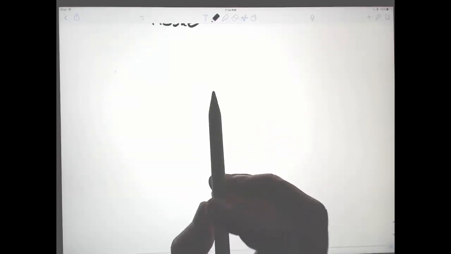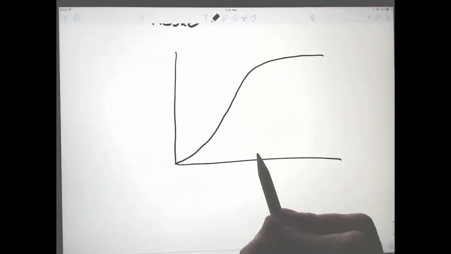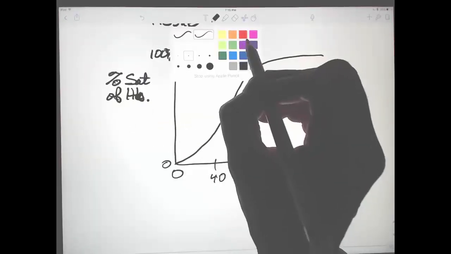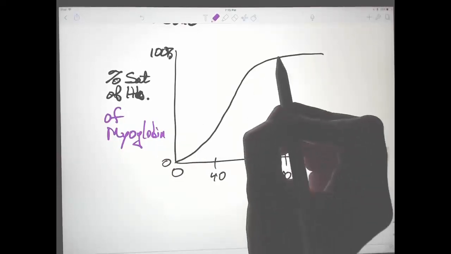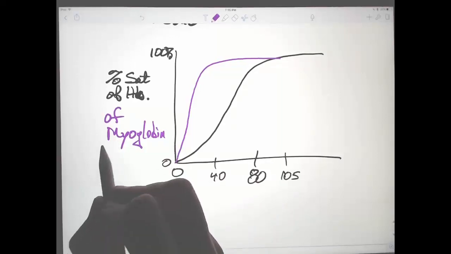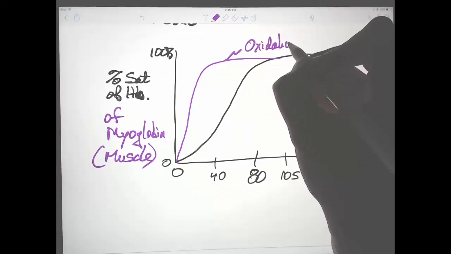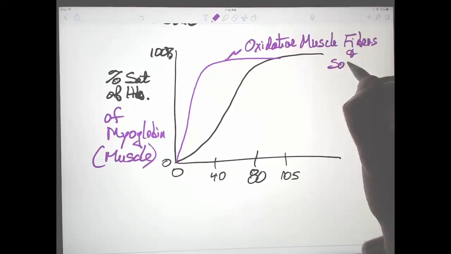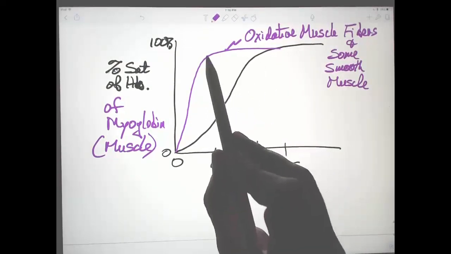You have other important oxygen-binding proteins. Again, here is our curve for hemoglobin. But you have another curve for another oxygen-binding protein, myoglobin. This is the oxygen-binding protein that's common in muscle, and its curve looks like this. Myoglobin is abundant in oxidative muscle fibers, skeletal muscle fibers, and some smooth muscle. What's myoglobin doing? Myoglobin has a very high affinity.